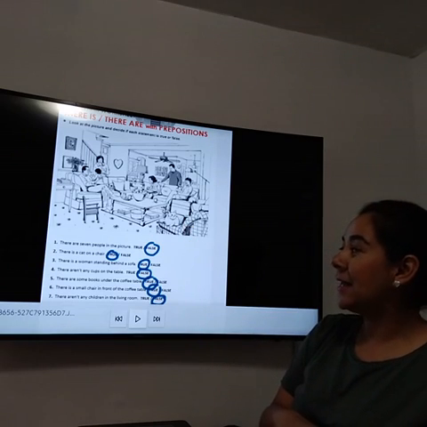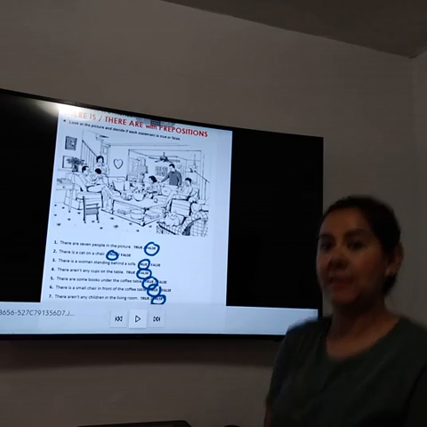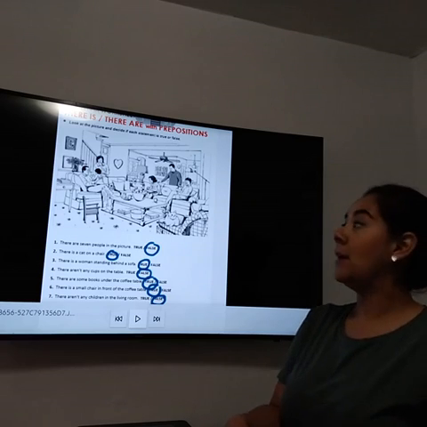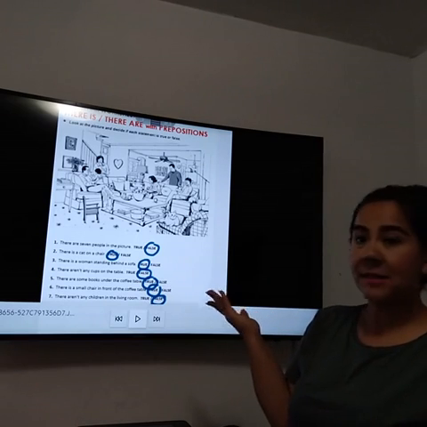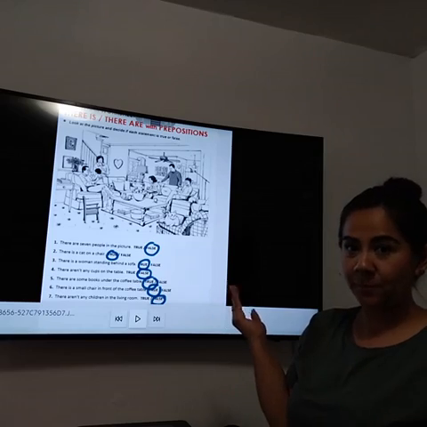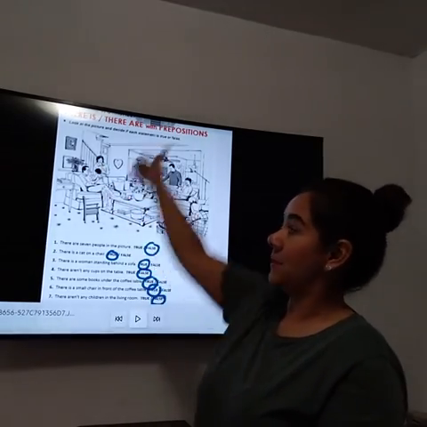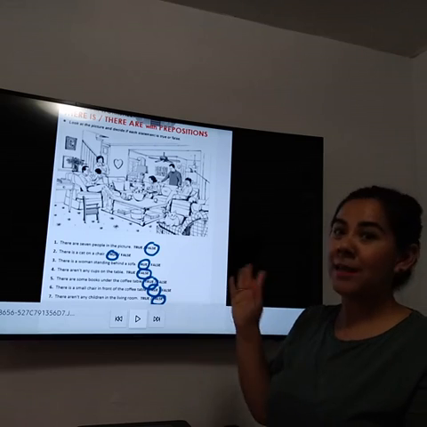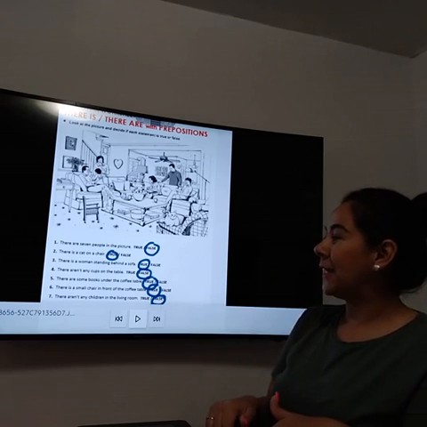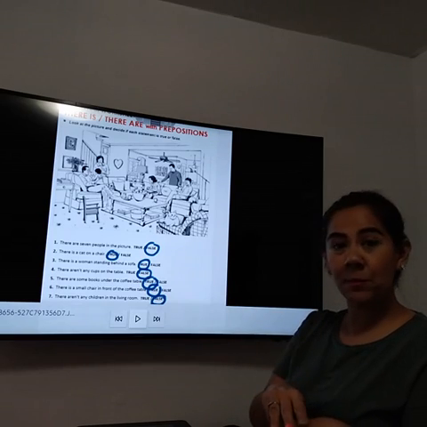Number 3. There is a woman standing behind a sofa. Standing means like this. When we say sit down, stand up, standing behind the sofa. Is there any woman standing behind a sofa? Yes, right here it's a woman standing and it's behind the sofa. So the answer is true. Number 4. There aren't any cups on the table.